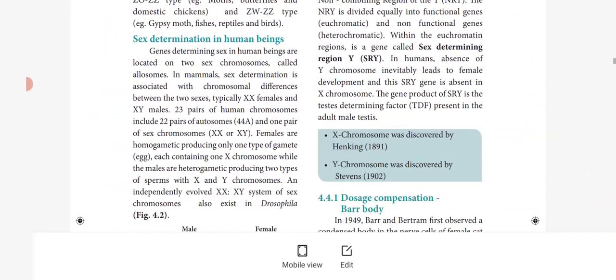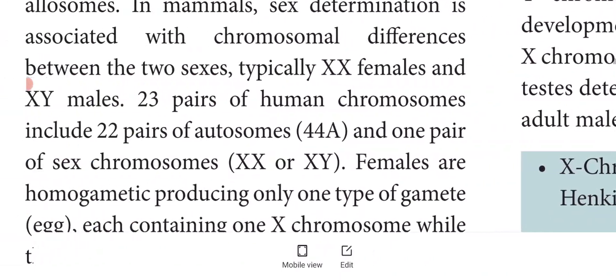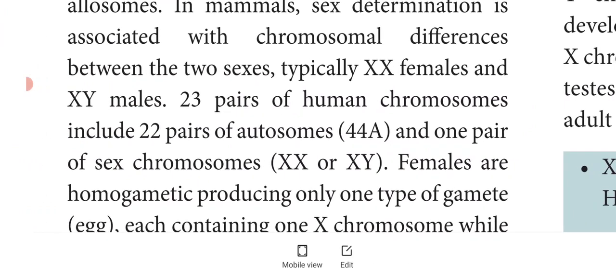Next is sex determination in human beings. In human beings, the genes that determine sex are located on the two sex chromosomes called allosomes. In mammals, sex determination is associated with chromosomal differences between the two sexes, typically XX females and XY males. The first 22 pairs of chromosomes are called autosomes, and the last, 23rd pair is called allosomes.